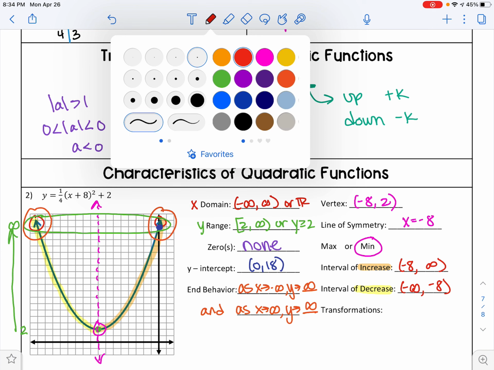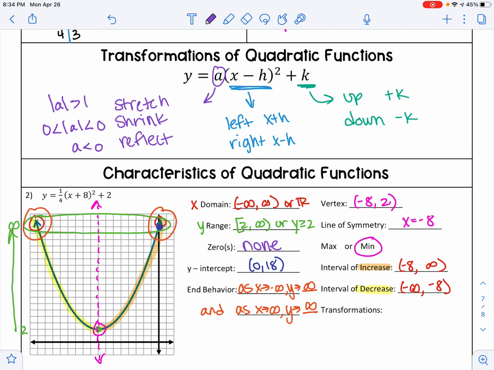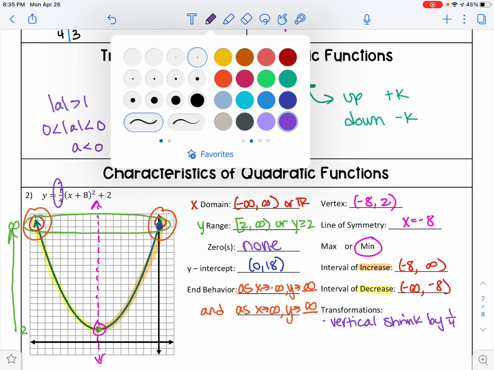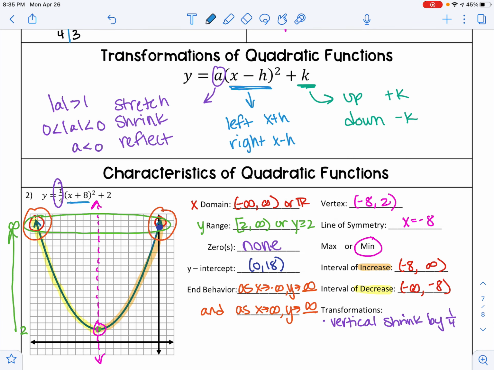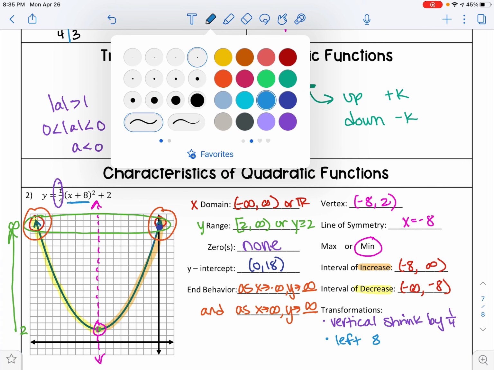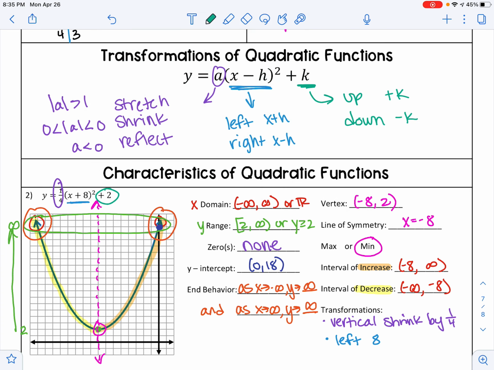And then our transformations, we have this 1/4 out in front for our a value, so we know that there was a vertical shrink by 1/4. And then we have x plus 8 inside parentheses, which tells me that this also went left 8 units. And then this plus 2 on the end tells me that this graph went up 2 units.